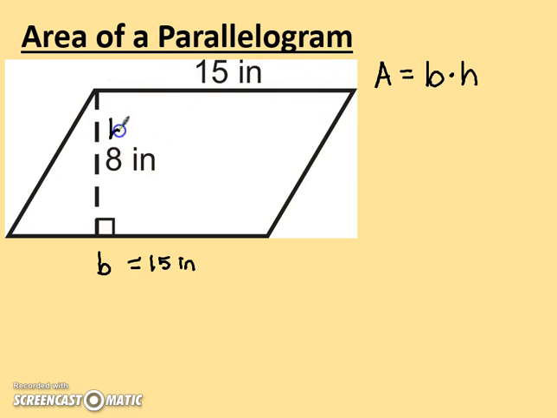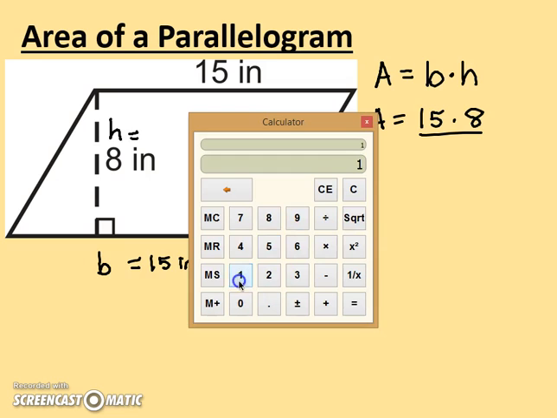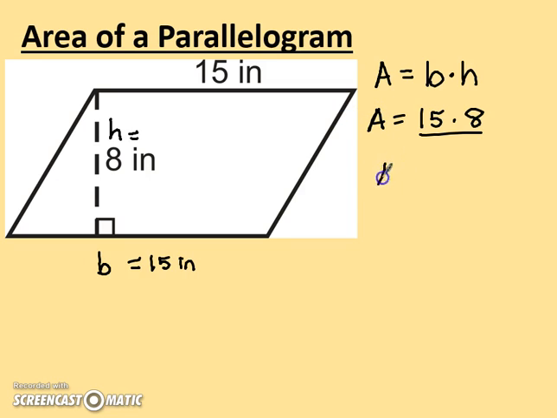Our height is at a 90-degree angle, so our height is 8 inches. So our area is the base, which is 15, times the height, which is 8. 15 times 8 is 120. So our area is 120 square inches.